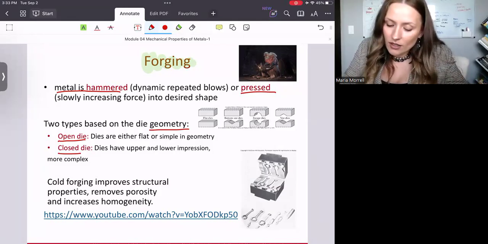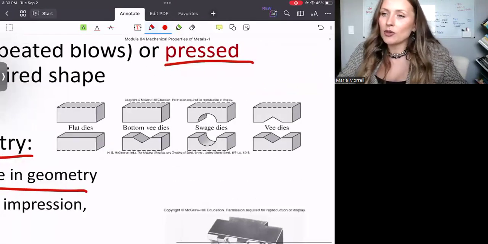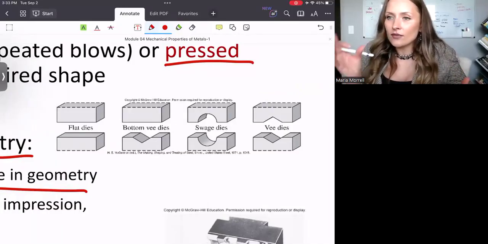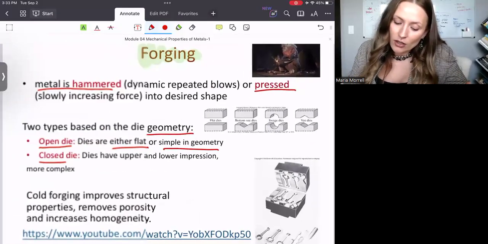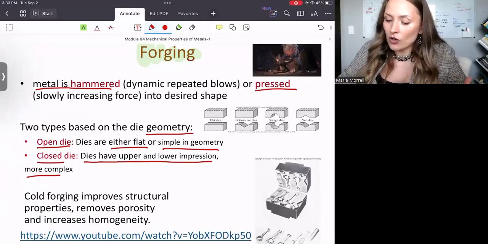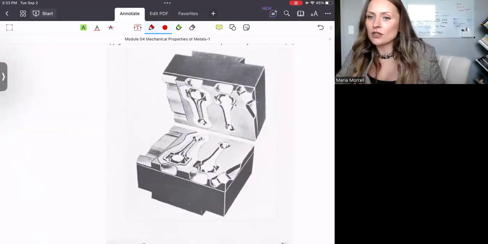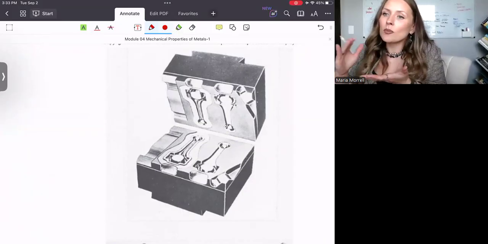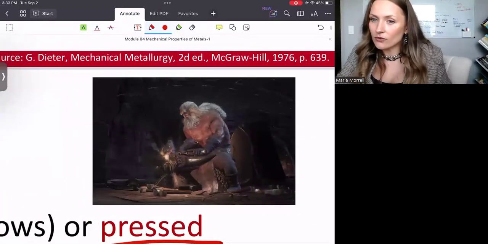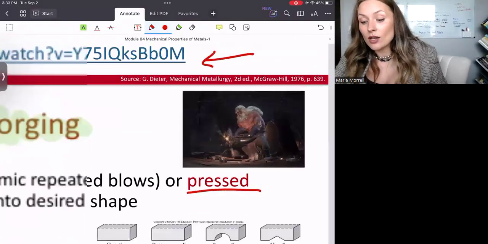In the open die, the dies are either flat or simple in geometry, right? And you can see this is an example of open dies that are either flat or have very simple geometries. Or a closed die: these are dies that have upper and lower impressions and are a lot more complex. Here's an example of something like this, right? So what's going to happen is that once you pour the material in there, you close the die and then you apply the pressure, okay? Or you can actually hammer the material, right? That's exactly what this man has been doing for my armor that I used to play in the video game.